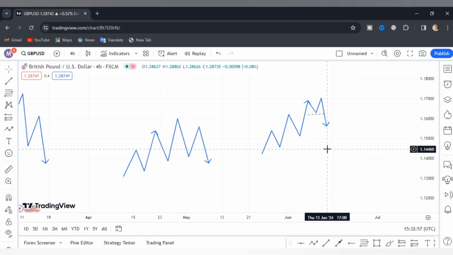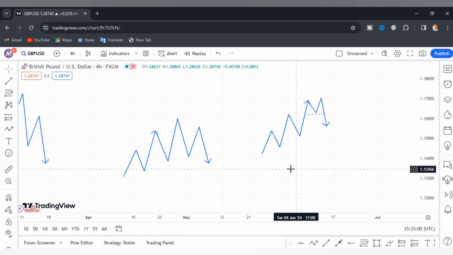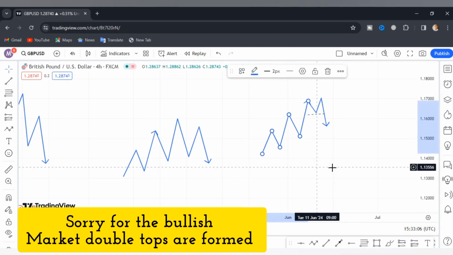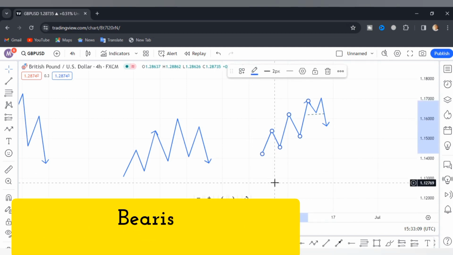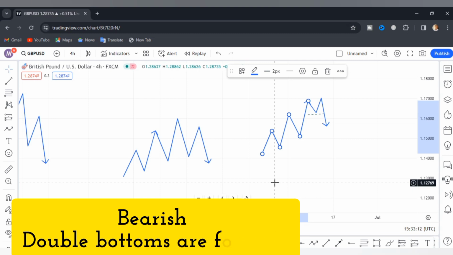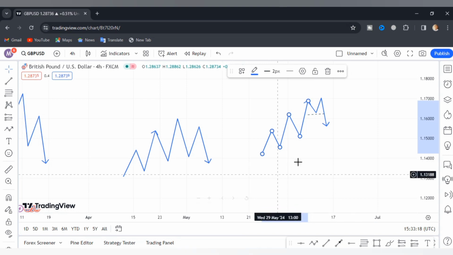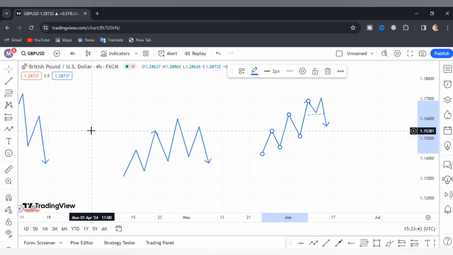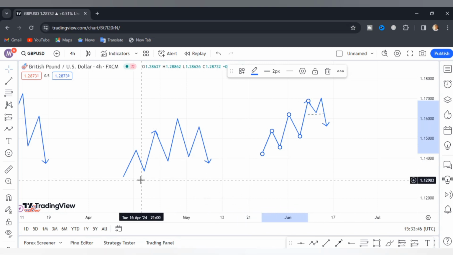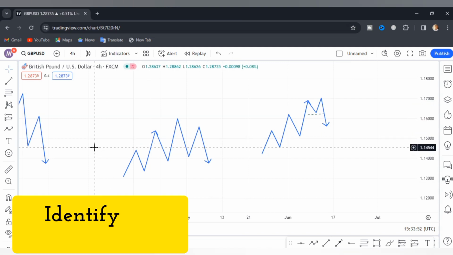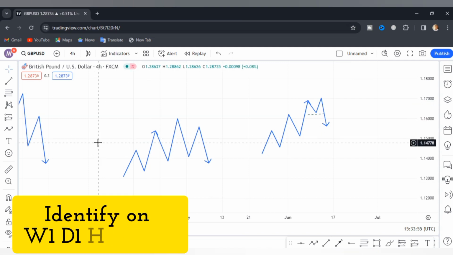And also we have double tops. We just reverse this one for the double tops. So when the market is in the, sorry, that's a double top. For the double bottoms, we just reverse like this one when the market is in the bearish market. And also the best time frame to trade market structure: you can identify market structure on all time frames, on daily, weekly, H4 and H1 time frames.